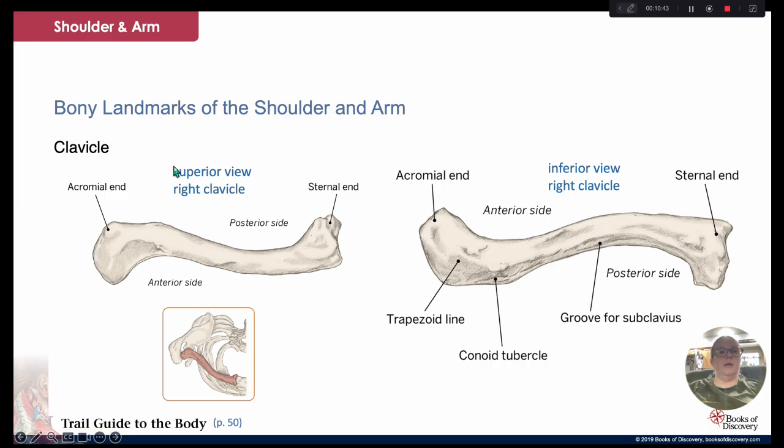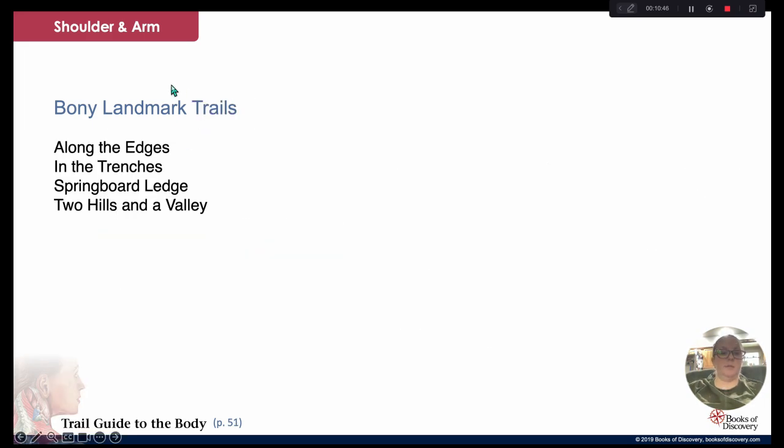So not to confuse anybody, here's the superior view over here. Oops, I'm clicking things again. Hold on a second.